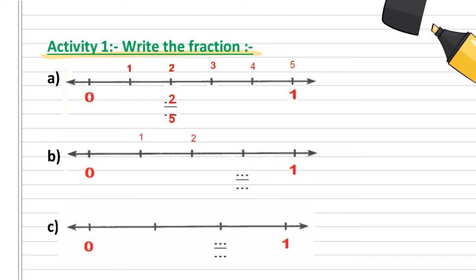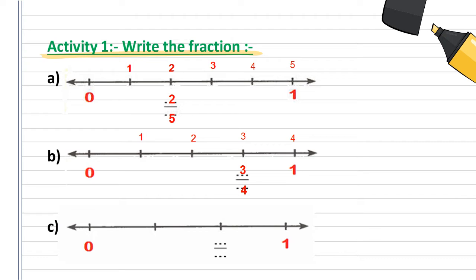Is this easy? I found the denominator, then I put the numerator. The next question, question B. How many points here from 0 to 1? 1, 2, 3, 4. Right? Okay, so my denominator will be 4 and my numerator will be 3. Here is 3 over 4. I think it's easy now, right?